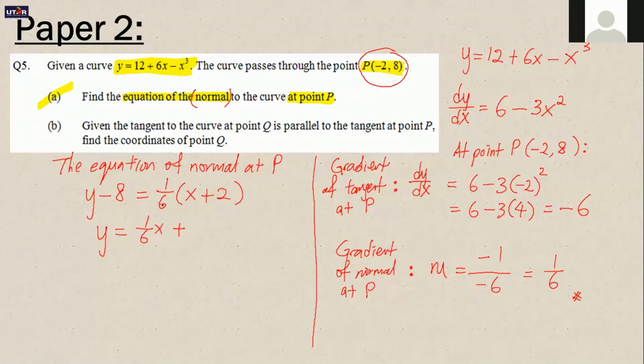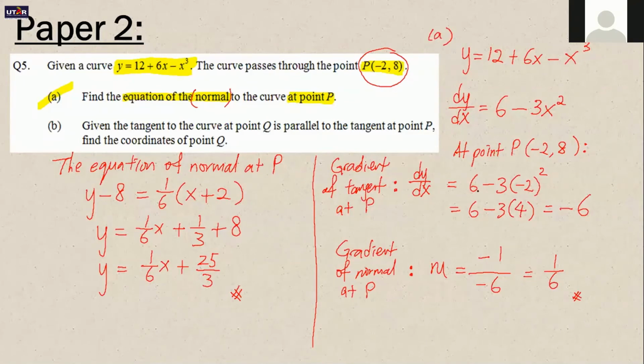Alright. So 1 over 6 plus 2, multiply 2, we have 1 over 3. Then the plus 8 bring to the other side, we have a minus 8; bring to the other side, we have plus 8. Okay. So y will equal to 1 over 6x plus 25 over 3. So this is the equation of the normal for the curve at point P. This is the answer for part A.